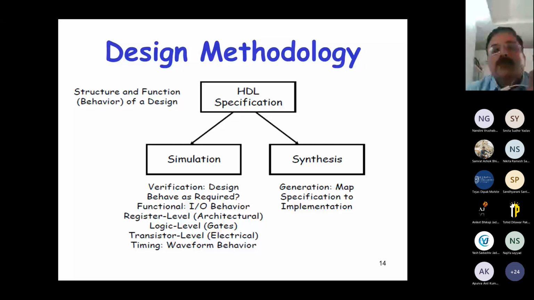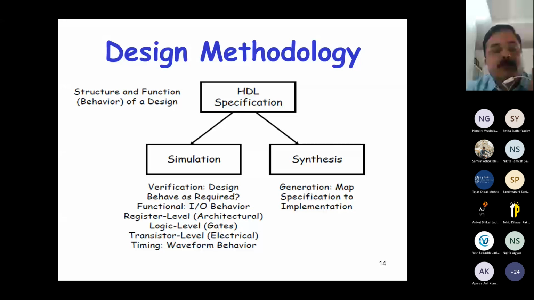Whereas in synthesis, the design which is simulated and tested in simulation is mapped to the implementation, that is, on the actual device. There are two main components of Verilog. One is behavior, that is concurrent event triggered processes, and the second one is structure, that is wires and interconnections.